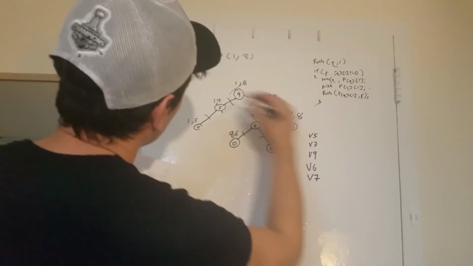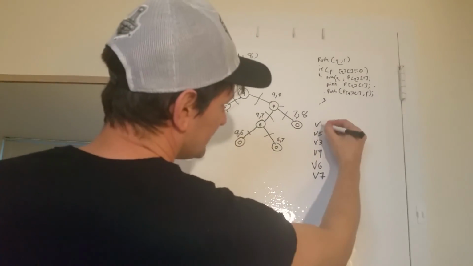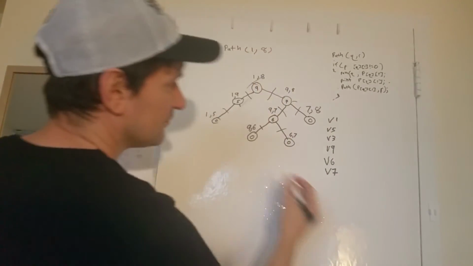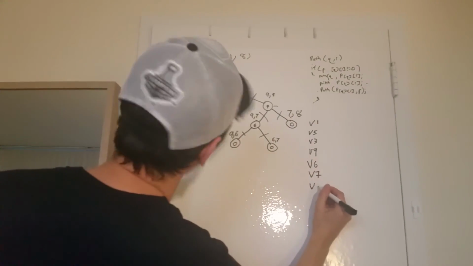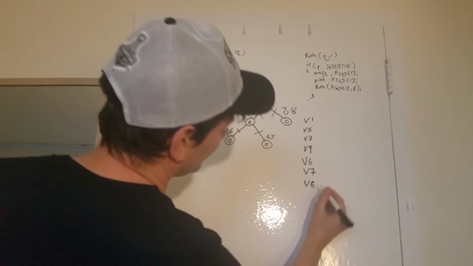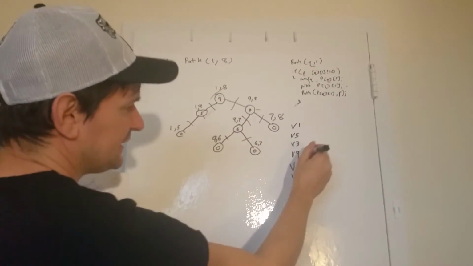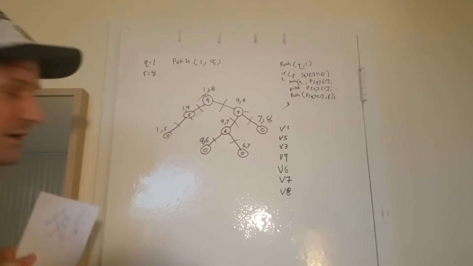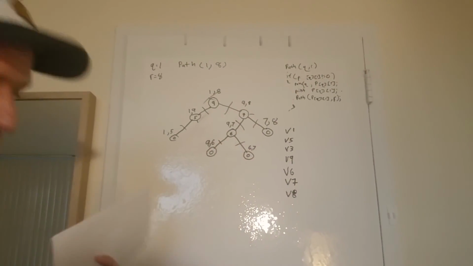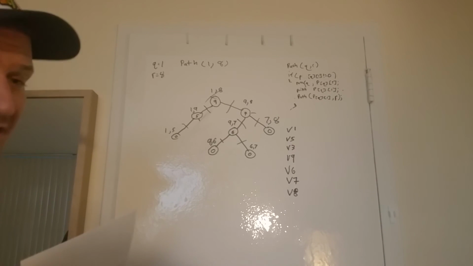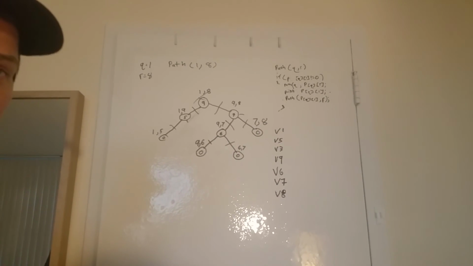This is your solution. All you have to do at this point is, since you know that you started at Q, V1, and R, V8, this will be your path starting at 1, 5, 3, 9, 6, 7, 8. That is the Floyd's algorithm for the shortest path done in the binary tree form of recursion.